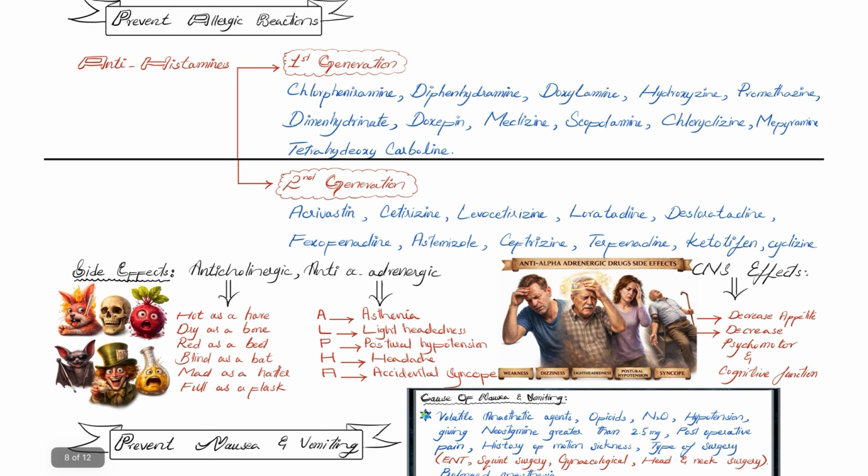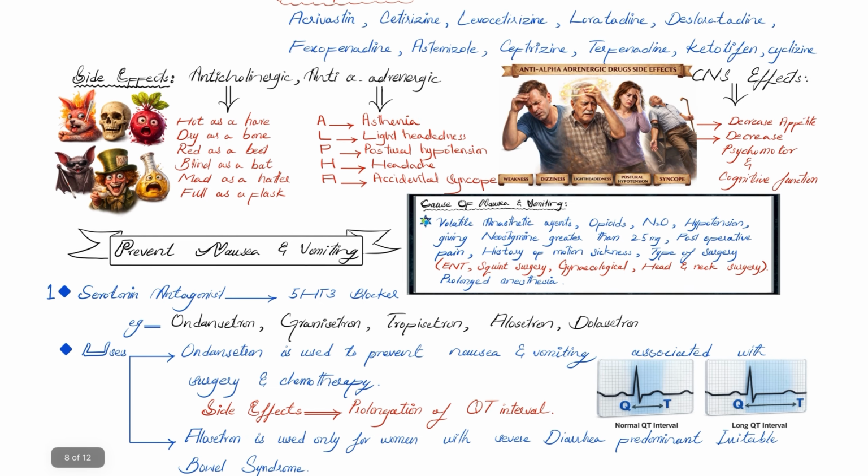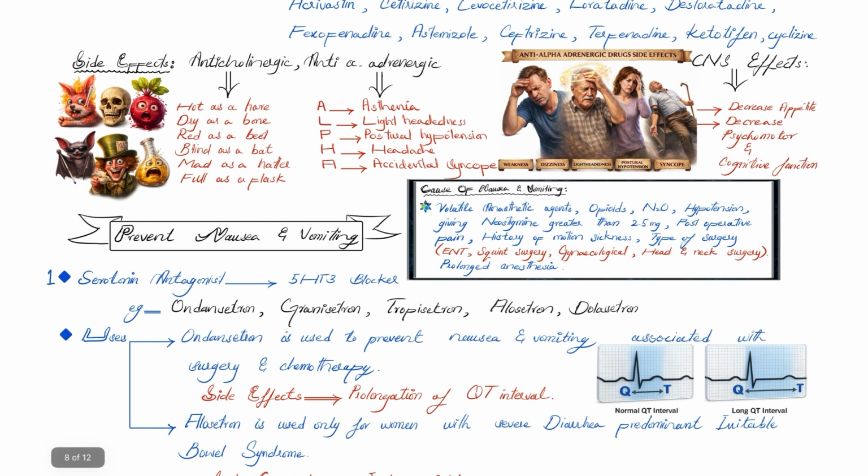Now, drugs which are used to prevent allergic reaction. Antihistamines have two generations. Generation 1 includes chlorpheniramine, diphenhydramine, doxylamine, hydroxyzine, promethazine, dimenhydrinate, doxepin, meclizine, scopolamine, chlorcyclizine, mepyramine, tetrahydroxycarboline. And second generation includes acrivastine, cetirizine, levocetirizine, loratadine, desloratadine, fexofenadine, esomeprazole, ceftriaxone, terfenadine, ketotifen, and cyclizine. So these are two generations of antihistamines which are used to prevent allergic reaction.